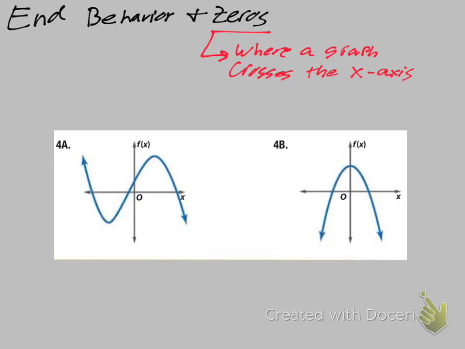Okay? Now, since there's two ends to the graph, you're going to talk about it twice. Once for the right end, once for the left end. Okay? And here's how this works. You start with the words. You're going to write a couple sentences. Actually, you're going to write symbols. As x.